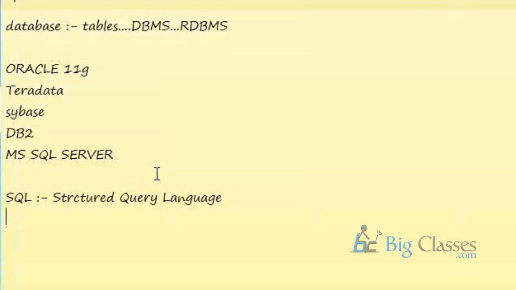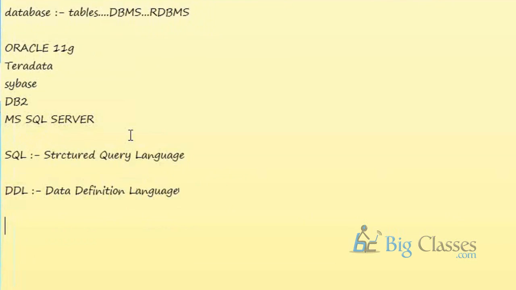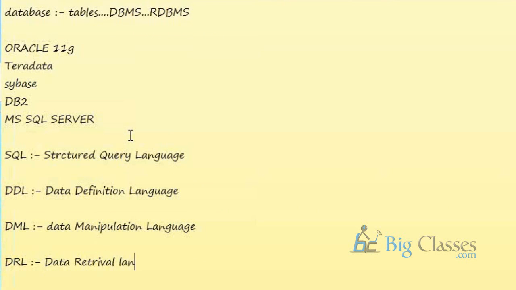So SQL is actually broadly classified into types. One is called DDL. DDL stands for data definition language. The other is called DML. DML is called data manipulation language. Manipulation is nothing but modifying the data. And the next one is called DRL, which is called data retrieval language.